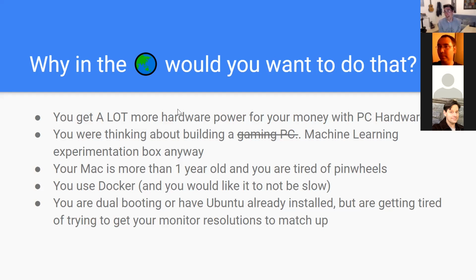Maybe you had a MacBook Pro that was more than a year old and suddenly magically started not performing anywhere near what you want. Possibly you were using a Mac and using Docker and you would like it not to be really slow, because that was certainly my experience with Docker on the Mac. I don't know if it's changed in the last year and a half, but it was never great. And possibly you're dual booting, you already have Ubuntu installed, and maybe that was the first thing you did with your cool new PC, but then you realize that Ubuntu can never get the screen resolutions to match up across different monitors in a nice way, and you were really sick of that. So anyway, these are possible reasons why you'd want to do this.